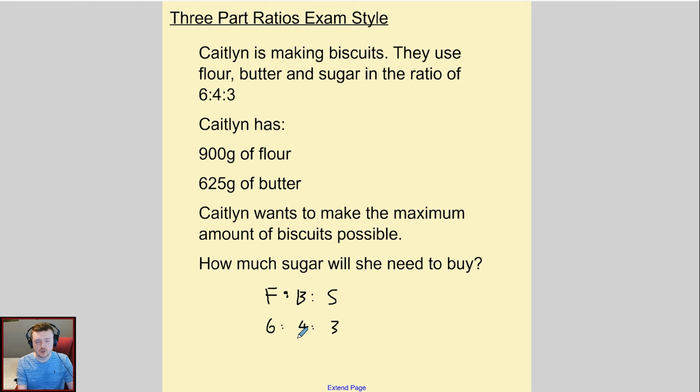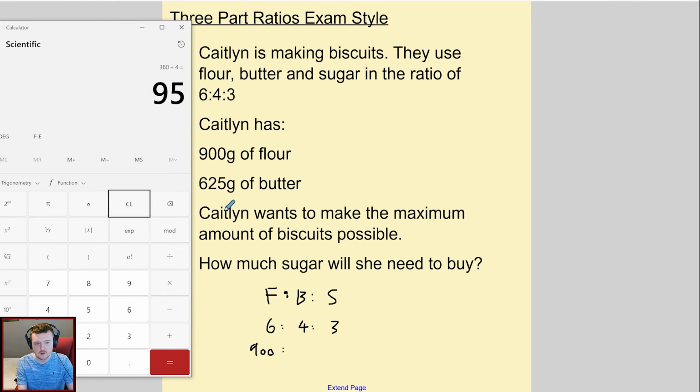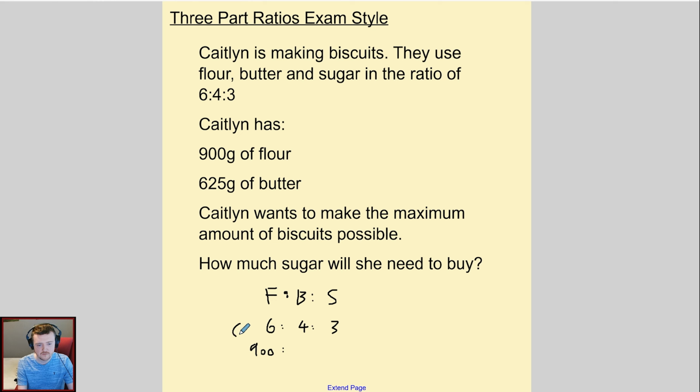Now, I could write 900 here and 625 here, but I don't know that that's going to be in the same ratio, because it doesn't tell me this is in the same ratio. So what I'm going to start with is say, okay, well, 6 to 900, because that's what I do know. Flour's changed from 6 to 900. On my calculator, I'm going to say, okay, well, 900 divided by 6 is 150. So this is 150 times bigger. Do the same to both of these. So 4 times 150 is 600. And 3 times 150 is 450.